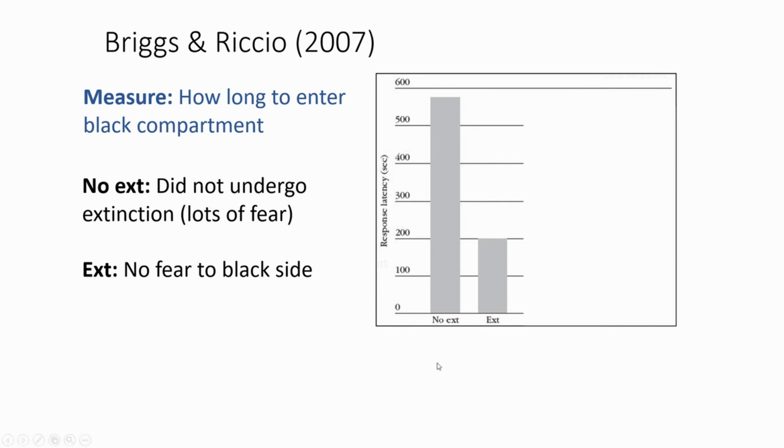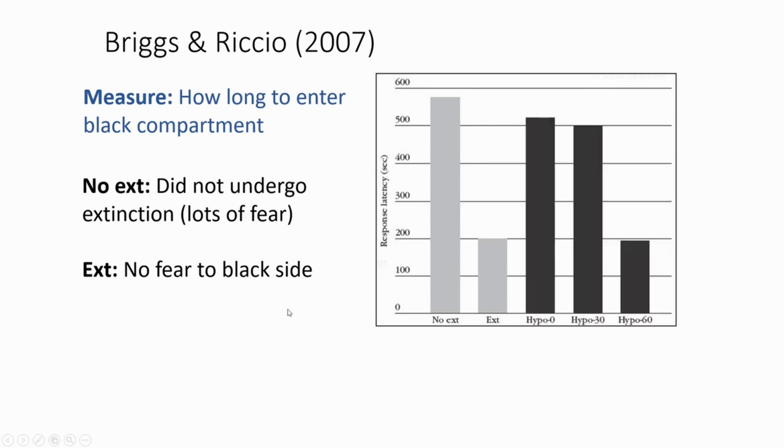For the group that received extinction but no hypothermia, it only took them 200 seconds to move from one side to the other. They went into the black box fairly quickly. So these are our 2 control groups where we can see what happens if they had no extinction and what happens if they do have extinction, and then we can look at our different hypothermia groups. So our hypo 0 are the ones that were immediately given hypothermia. Hypo 30 is the ones that had hypothermia after 30 minutes, and hypo 60 are the ones that were given hypothermia after 60 minutes.